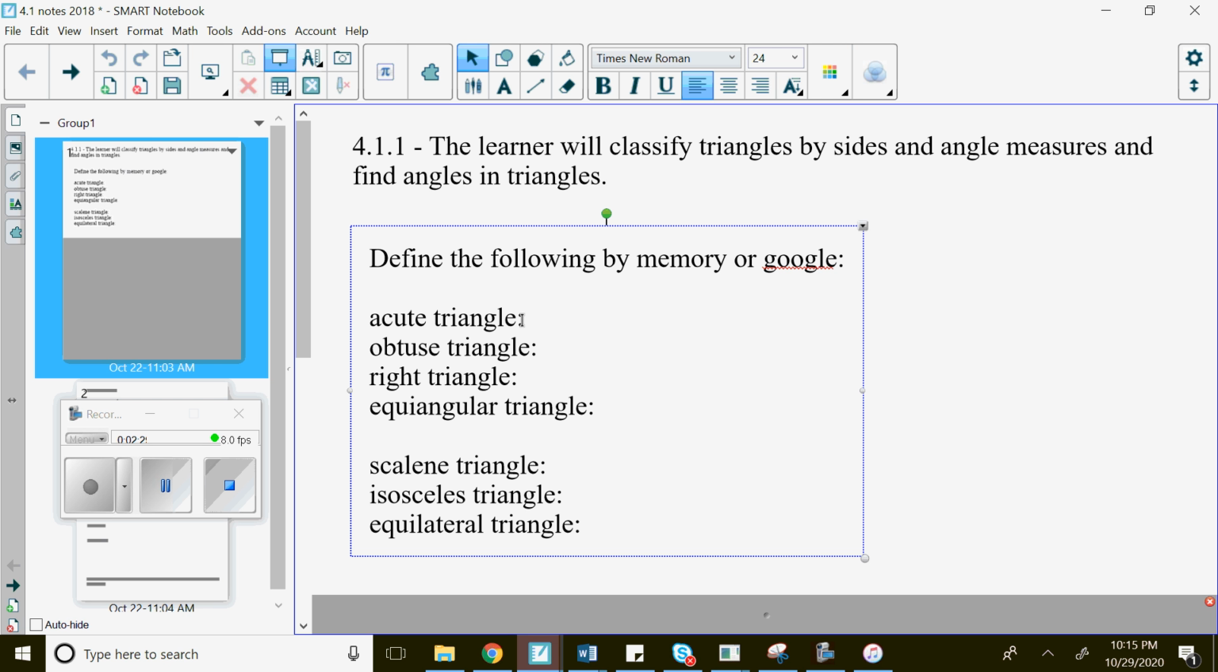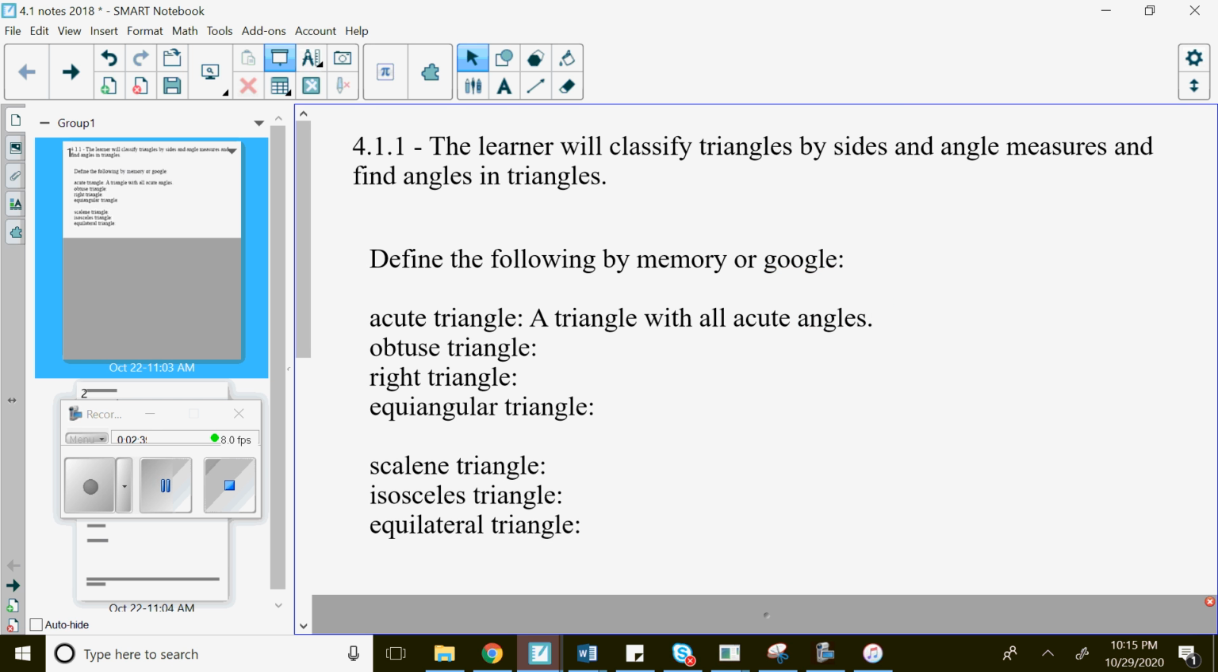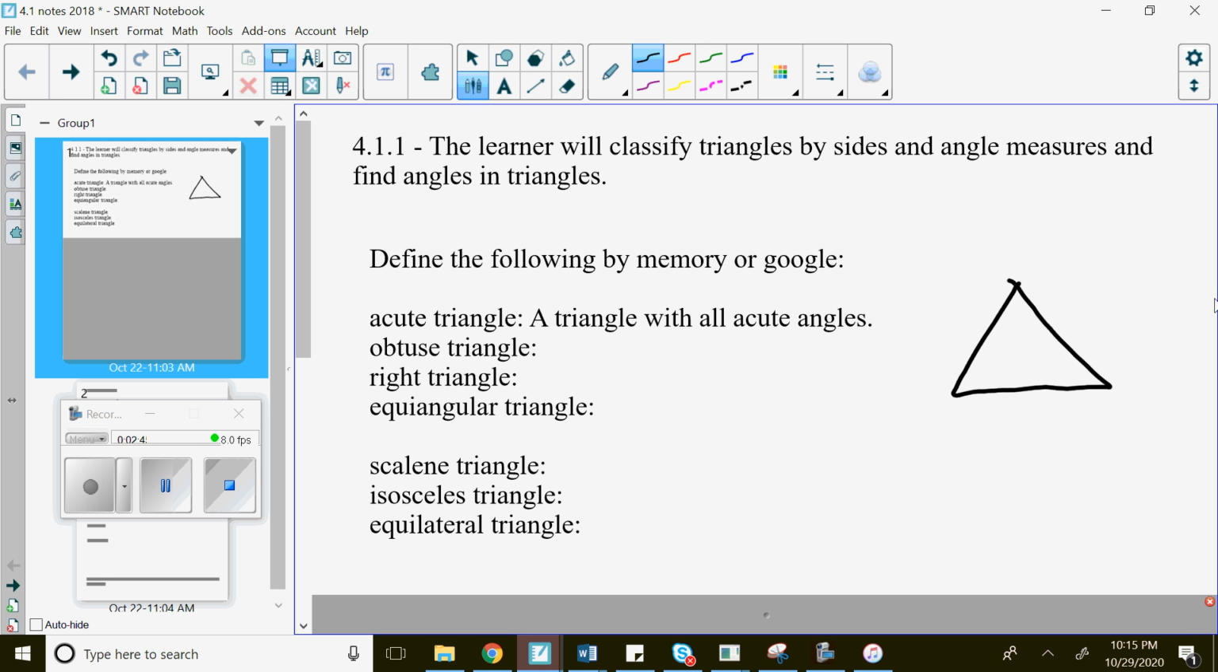An acute triangle is a triangle with all acute angles, and it looks just like this. Just draw. All angles are acute inside here, right? And you can clearly see that here.